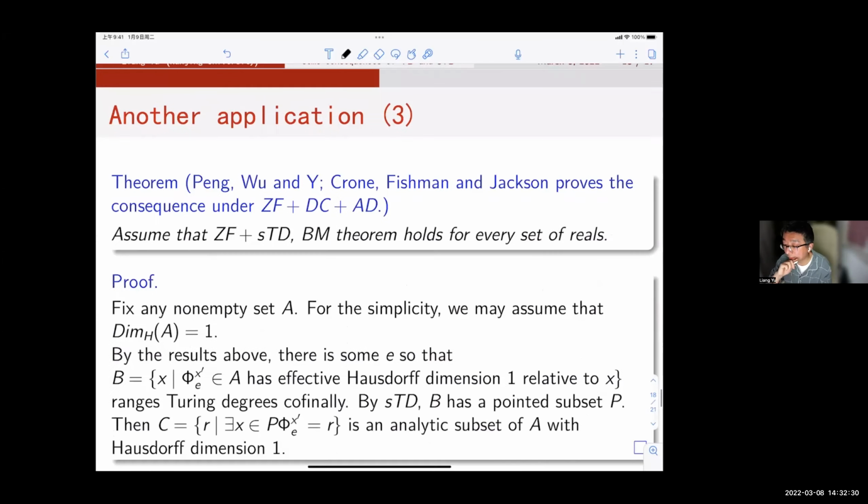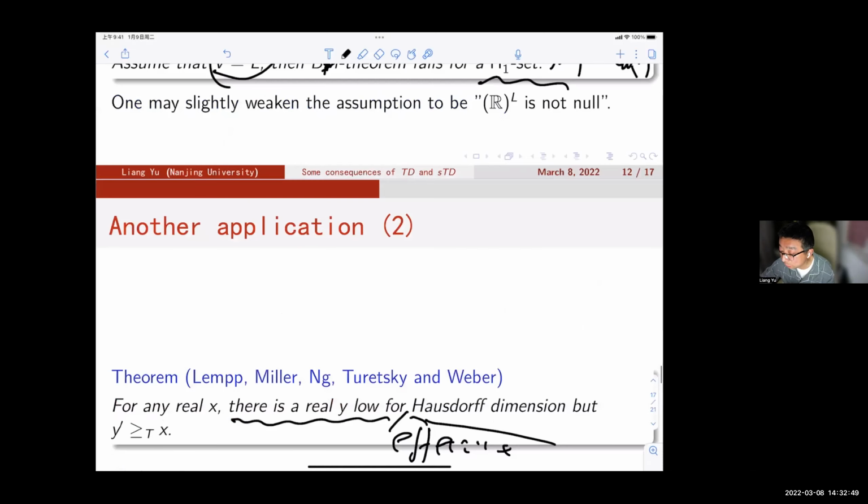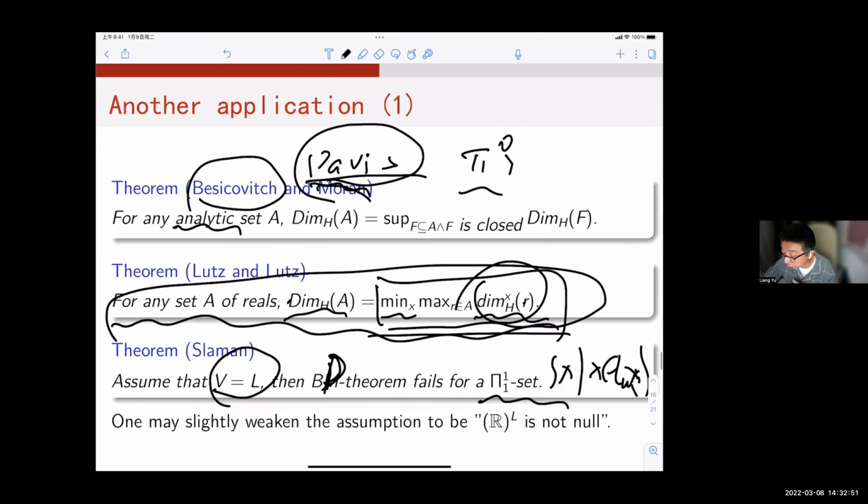Now we prove this result. Assume CF plus TD, then the Besicovitch-Davies theorem holds for every set of reals, not just for analytic sets. This means that if you want to refute this, you really need some excellent choice.